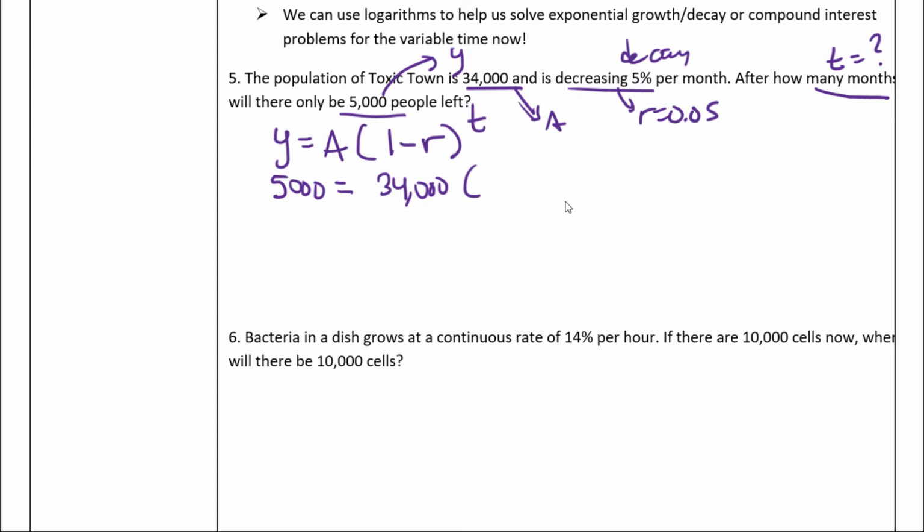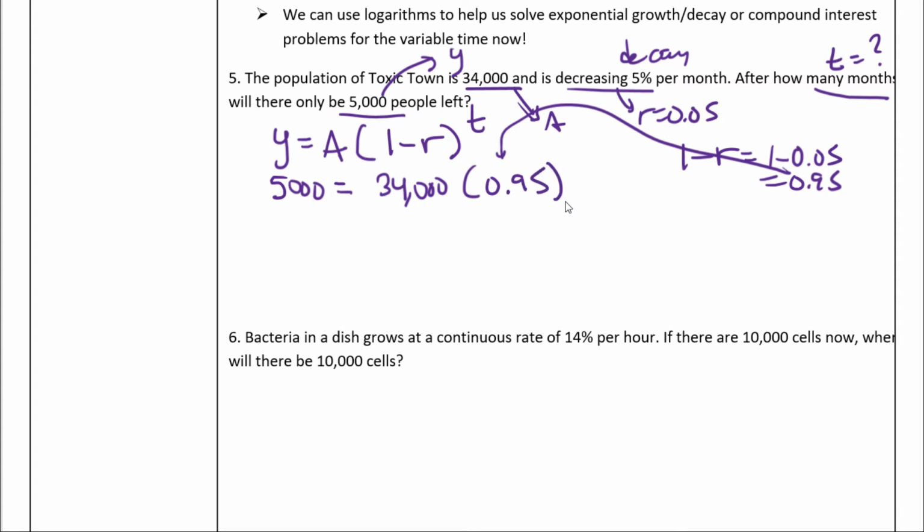So I'm going to do the 1 minus r now. The 1 minus r part is 1 minus 0.05, which is 0.95. I'm going to do that first and then plug it in, so I don't have to show multiple steps here. So I got 0.95 to the t power. We are solving for time, so we're solving for the exponent. In order to solve for the exponent, we need the log, because the log gives us the exponent. So I need to solve for t, which means I need to get rid of the outsiders first. Get rid of the 34,000.